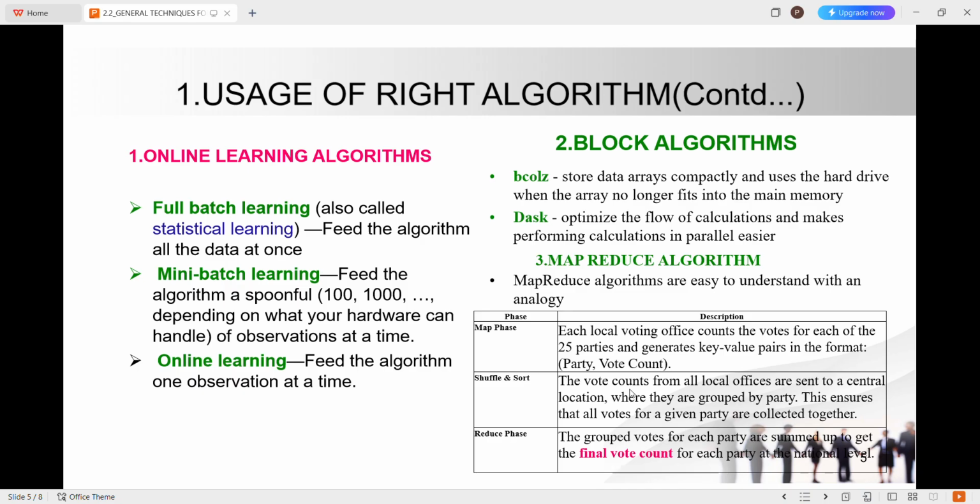Now the vote counts from all the local offices will be fetched, or sent to a central station, where they are grouped by party. That means all the votes for a given party are collected together. Then in the reduce phase, whatever grouped or sorted data there was in the second phase is going to be summed up, and only the final vote count of each party is going to be given here. So it is the reduce phase. So what we use in our day to day life is a mere example of data science.